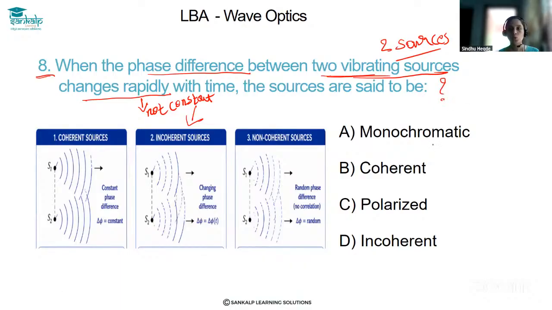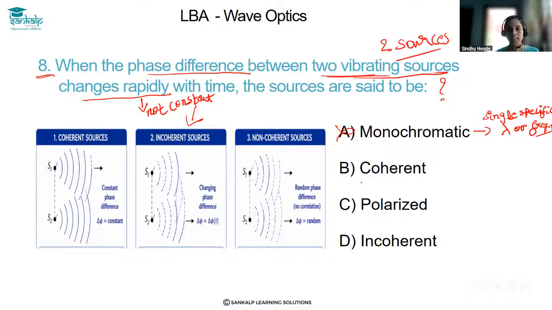Option A tells about monochromatic. Monochromatic means light sources emit waves of a single specific wavelength or frequency, that is called monochromatic light. So here the phase difference does not change rapidly. Option A is wrong.